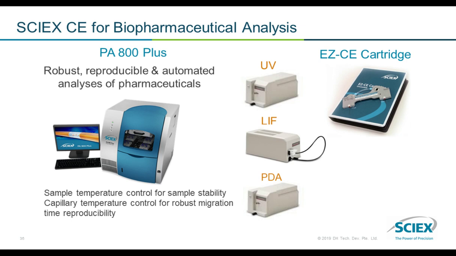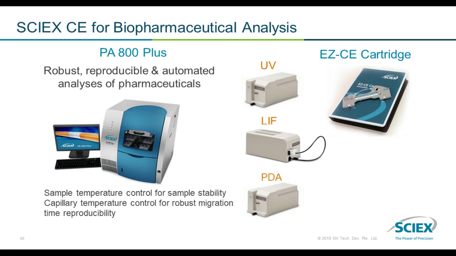Now, this is the system we use. So this is our P800 Plus, which is the workhorse for all these analyses I just showed you. And we have different kits, like I was mentioning during the talk, for different analyses or different methods. So this is the P800 Plus system, which is robust, reproducible, and automated analysis of pharmaceuticals we can do. There is sample temperature control in this system for sample stability. And we can control the capillary temperature for robust migration time reproducibility.